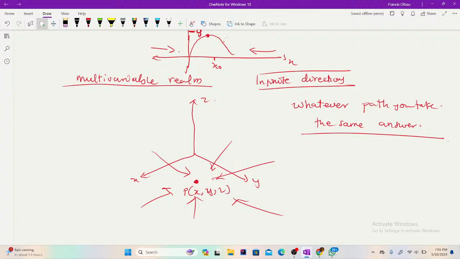Now, as I'm saying, you can have infinite directions to approach this point. Here we don't have a left hand or a right hand. It can be different paths. So now let's take some examples for us to understand limits of functions very well.